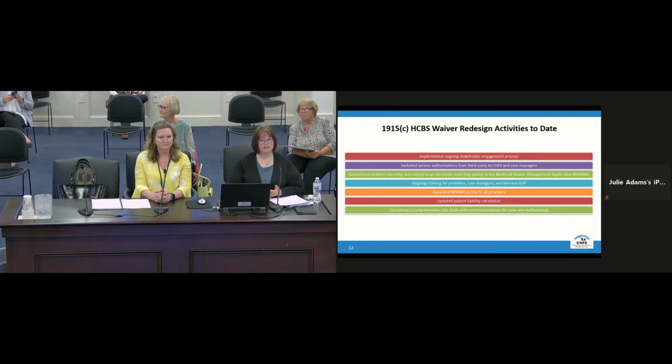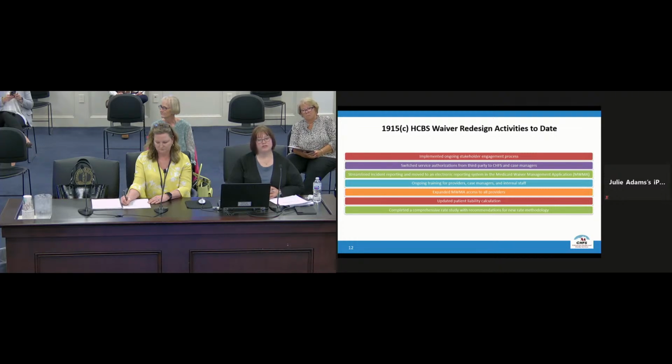So what have we done so far? We've implemented an ongoing stakeholder engagement process. I think this is one of our most important steps. We need to hear from our providers. We need to hear from the people that we serve. We need to hear from the people that are on wait lists. These decisions are important and should involve them, and they should have a voice in this.